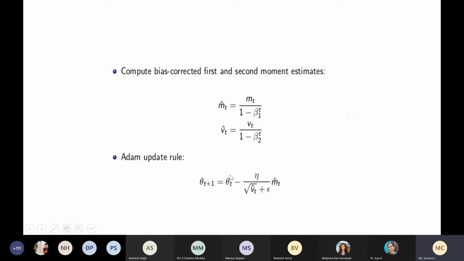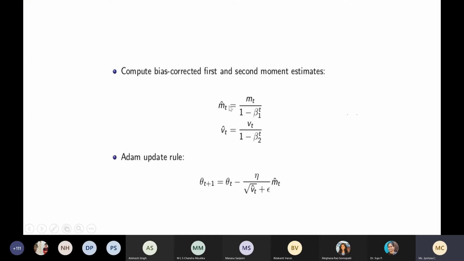New weight is equal to old weight minus the learning rate, divided by root of VT cap plus epsilon. I told you what the need of epsilon is. Then it is multiplied with MT cap. So we will look at what this VT and this MT are. Now we will go to the other formulas.